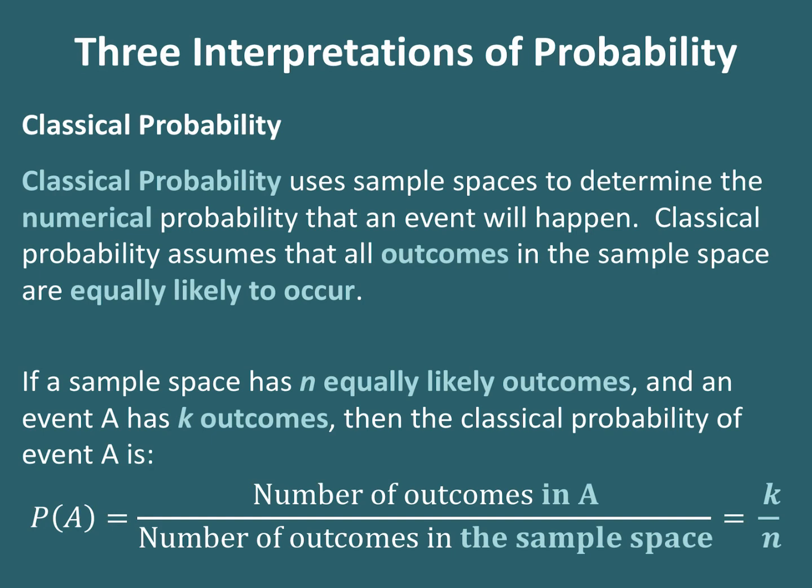Since we are using n for the sample space and k for the event A, we get the formula k over n.